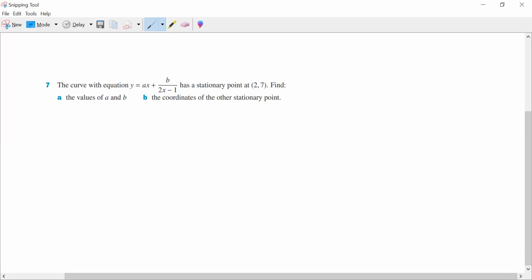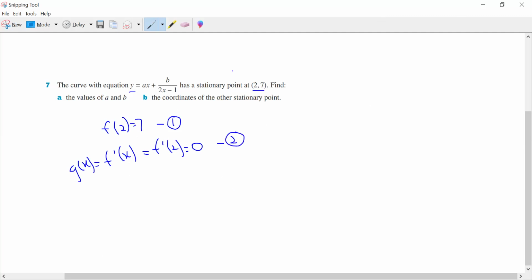So we want to find the a and b, given that we have a stationary point at (2, 7). So let's say this is f of x. So f of 2 is equal to 7. That's one of our equations. And the second equation is the derivative. So let's just call that g of x. The derivative at x equals 2, so f dash of 2, is equal to 0 because it's a stationary point. That would be equation 2. And then using these two equations, we can solve for a and b.